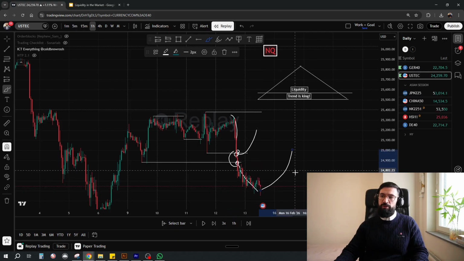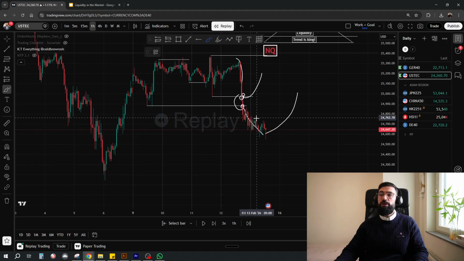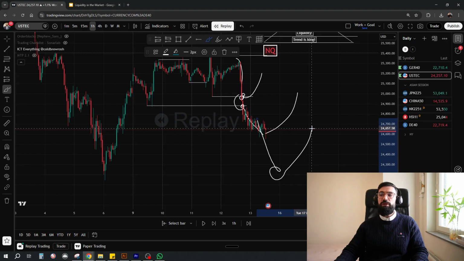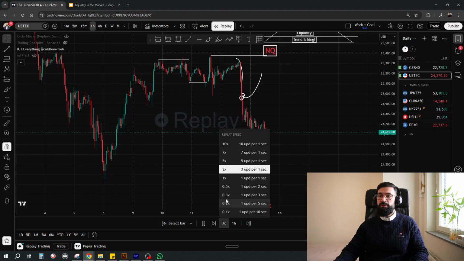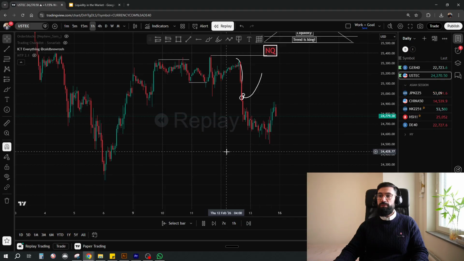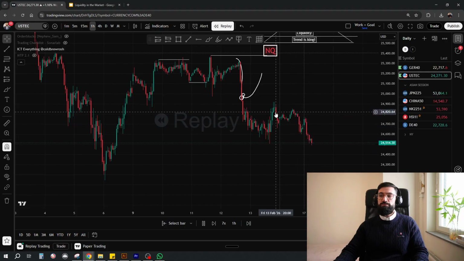And this probably will continue up, or there's more liquidity right here. It probably will go down, take out this liquidity, and continue up. You know what? Let us do a test and see what happens. Let's speed this up. See?